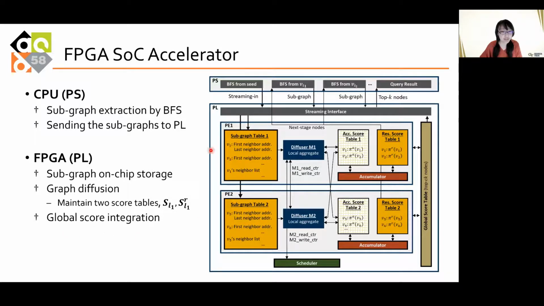In this sample, I'm showing two processing elements for graph diffusion. There are two PEs, but in reality, we can increase the number of PEs to improve the parallelism. In our experiment, we are using 16 PEs.